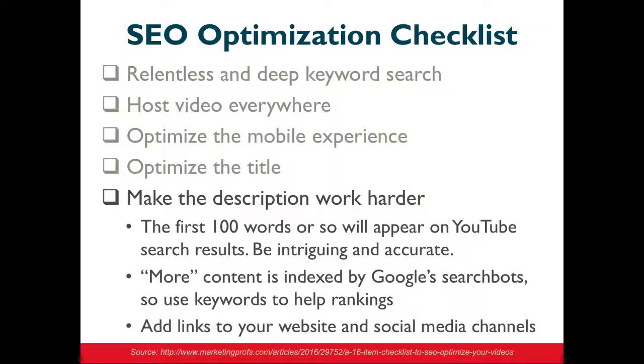Make the description work harder for you. The first 100 words or so will appear on YouTube search results, so be intriguing and accurate. More content is indexed by Google search bots, so use keywords to help rankings in the content descriptions of each individual video as well.